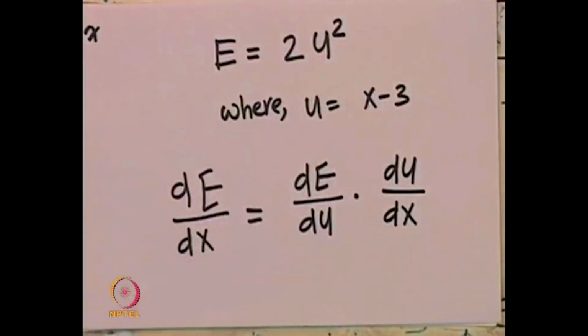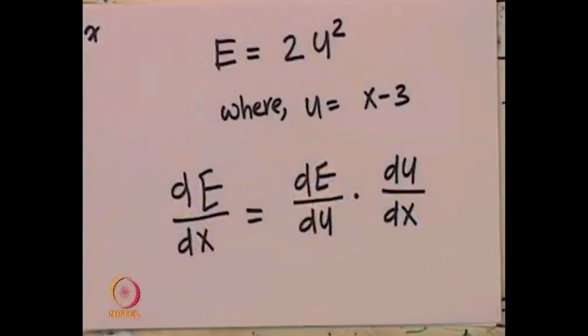So this is the formula we learned. This is called the chain rule. If we apply this particular formula, let's see what we get. Let us first find dE by du.